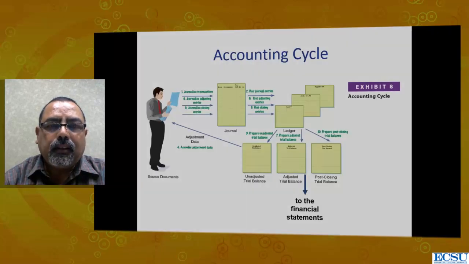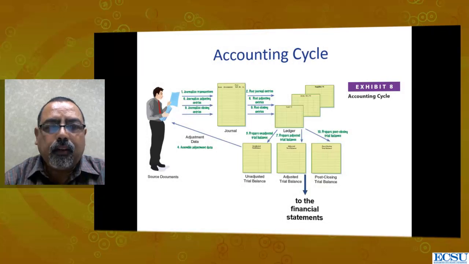So this is a graphical representation of the accounting cycle. What we do, number one, we journalize the transactions in the format that is given to you here. And then there are separate ledger accounts, and what we do is we post the journal entries into these ledger accounts. And then once we have done with the ledger accounts, we go and prepare the unadjusted trial balance.